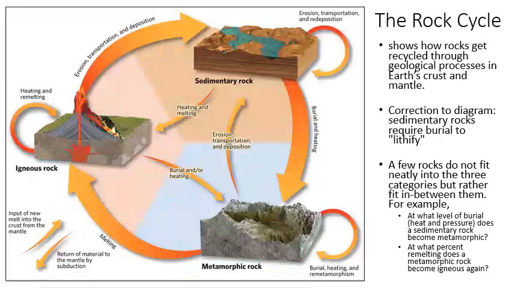The rock cycle shows how rocks get recycled through geological processes in Earth's crust and mantle. The three main types of rocks on Earth, igneous, sedimentary, and metamorphic, change over geologic time. As igneous rocks form from lavas and magmas, they solidify as they cool and become rocks at or near Earth's surface. As these rocks get weathered, eroded, transported, and deposited, then eventually lithified and buried, they become sedimentary rocks.